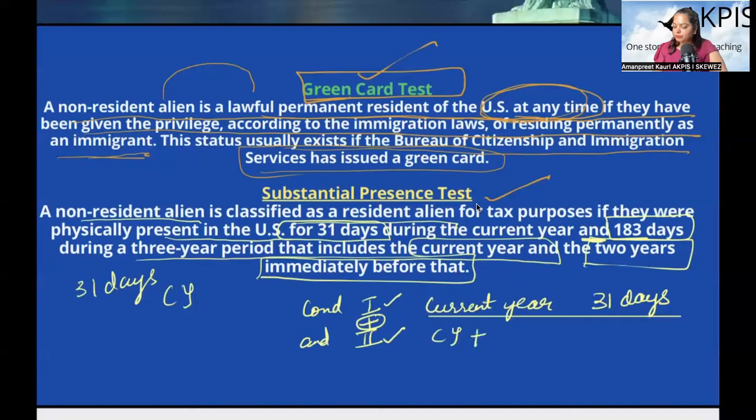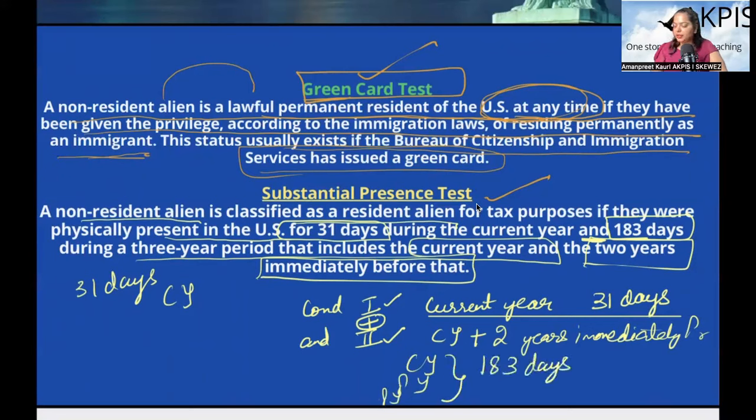So if you are there in the current year for 31 days, and for the current year plus your 2 years immediately preceding, that means the current year, the previous year, then the year before that, if you are there in the United States of America for at least 183 days, that means you are there in the current year for 31 days, and at the same time, in the current year plus the 2 preceding years, you are there for 183 days.